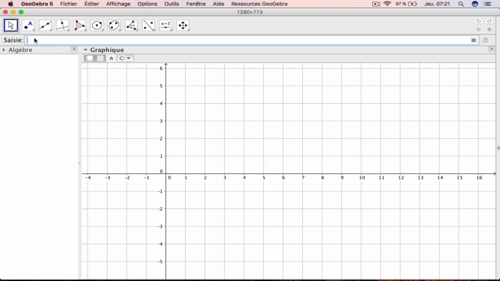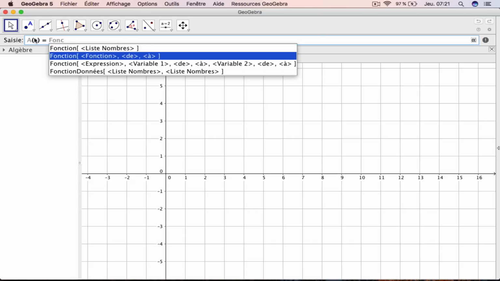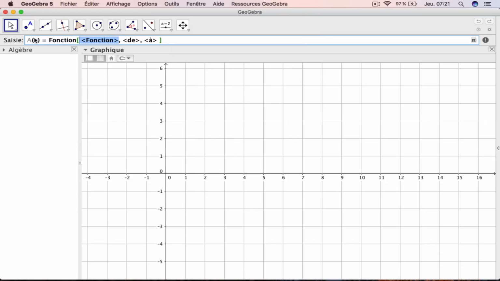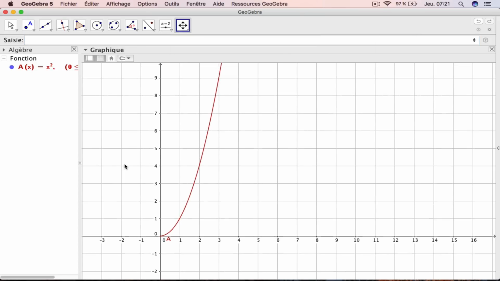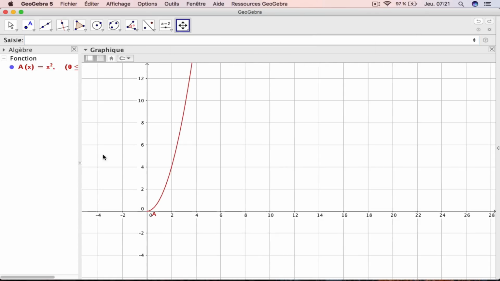And we write a of x equals function, and let's specify x to the square, and from 0, let's say, for example, to 5. That's enough because, as you can see, it grows fast.